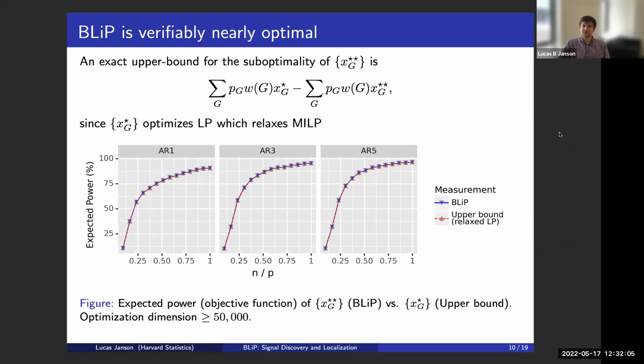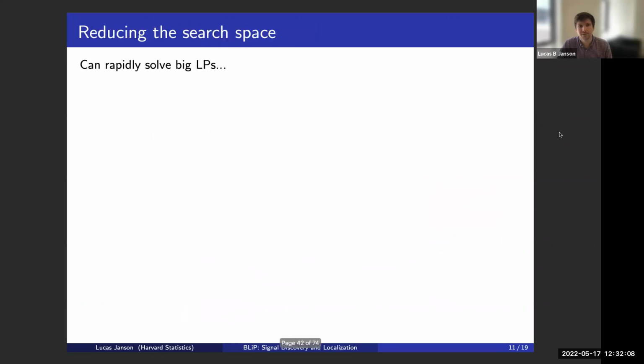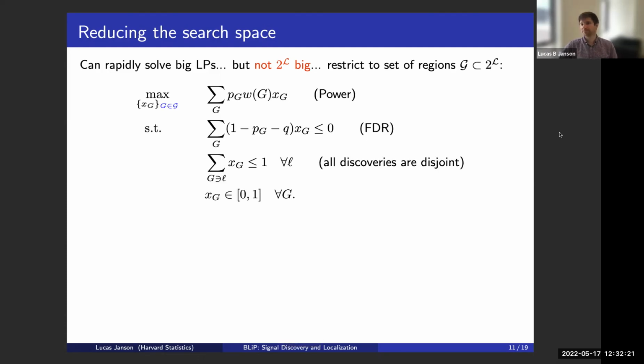So this is nice. There's still one thing I promised you, which is that we can solve really big linear programs, but not 2 to the L big, not the power set of all locations big. And so I still need to cut that down a little bit. And the way that we did that is to just restrict to a set of regions, which is now the script G, which is some subset of all possible regions in L. And so I haven't really done much other than change the set of optimization variables I'm considering, and I've made it smaller. And this is basically up to a computational constraint. So however much you can compute, you can take G to be that large.